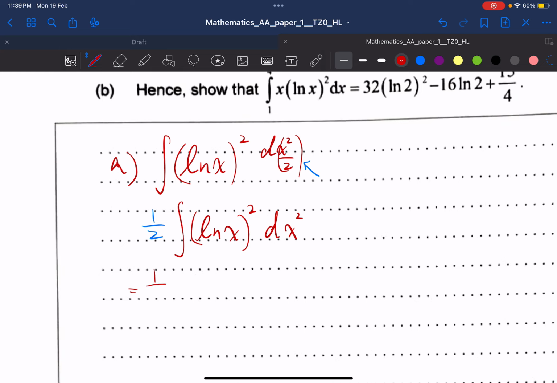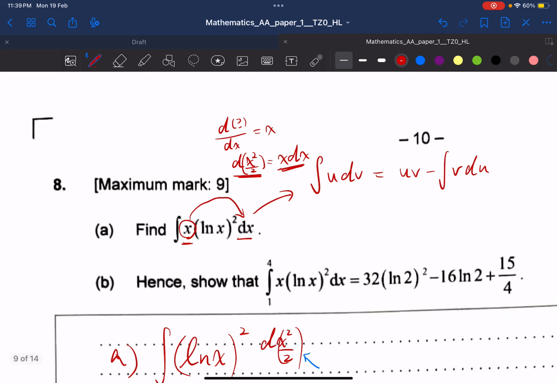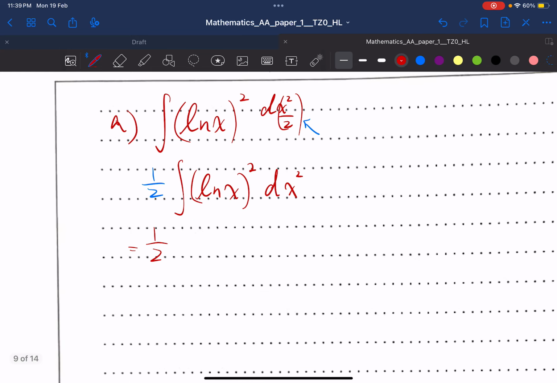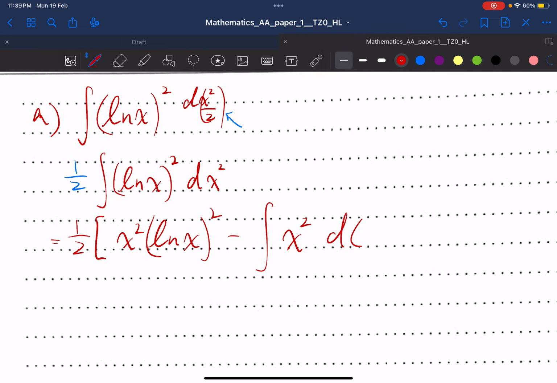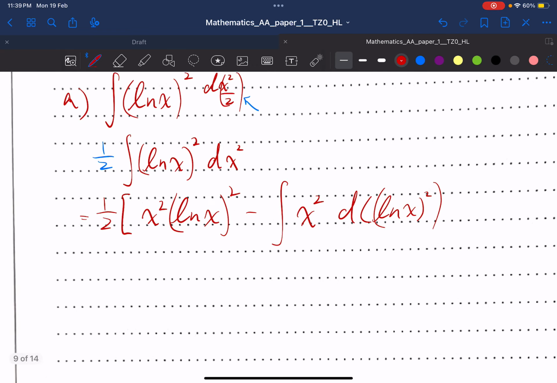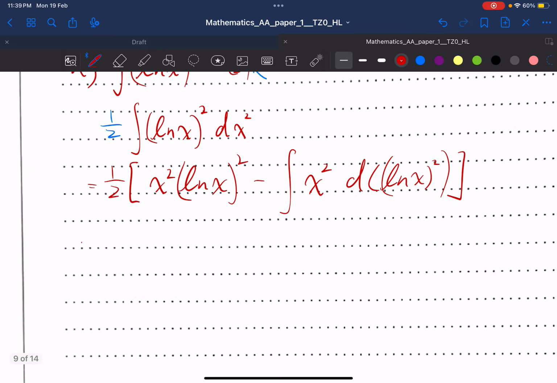Here we just use the formula from the formula booklet. So like this, x squared ln x squared minus the integral of x squared times the derivative of ln x squared. Put one more bracket here, forgot. Okay, so we have something that looks like this, and then we might as well clean up the right hand side.